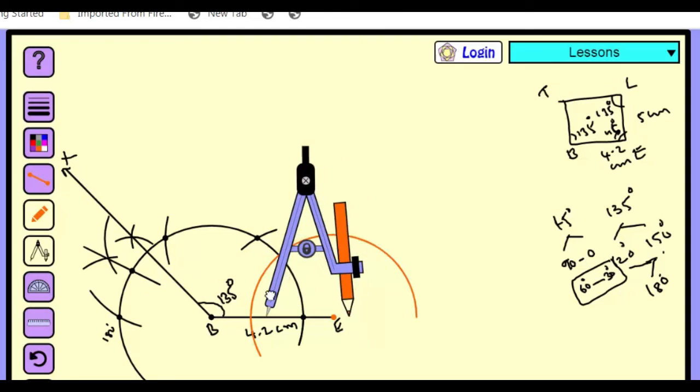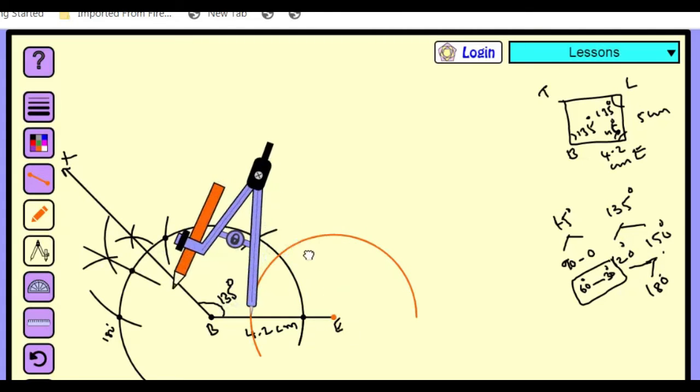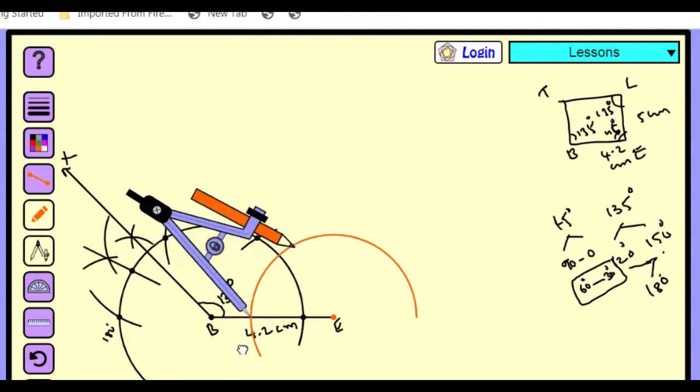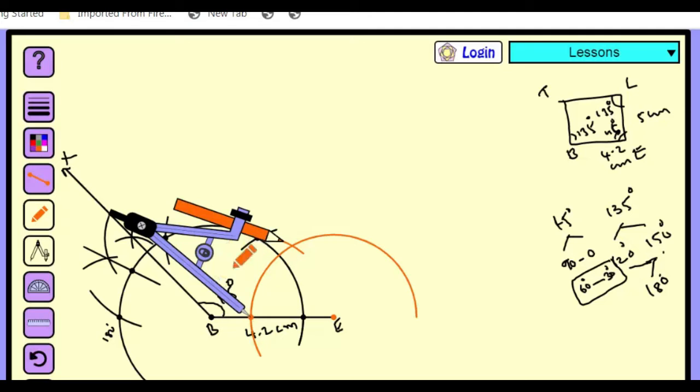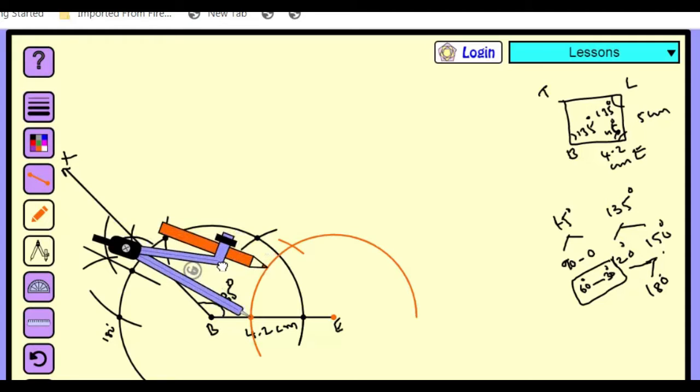Now with the center, draw another arc which cuts the previous arc. Now we know this is angle 60 degrees. Now how will you get 30 degrees? Now we are going to bisect 0 to 60 degrees. So we require 30 degrees. For that you should take more than half of the length of 0 to 60 degrees.